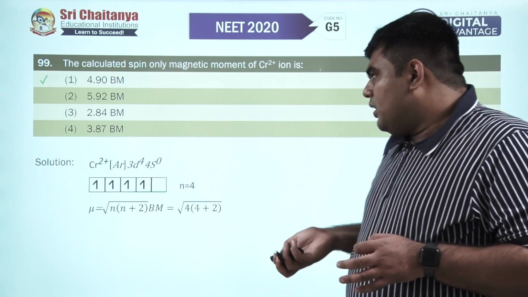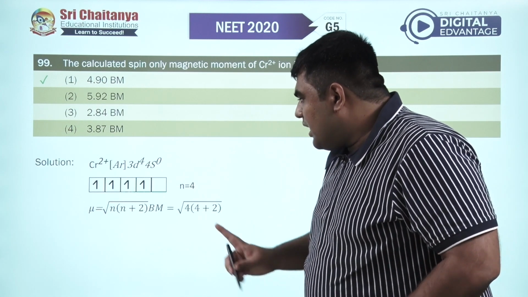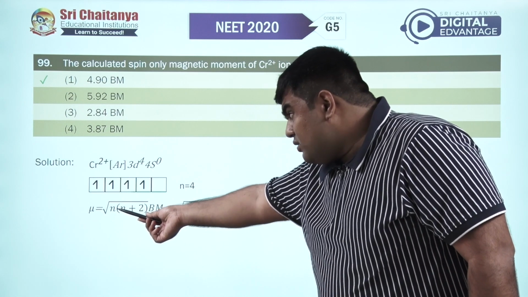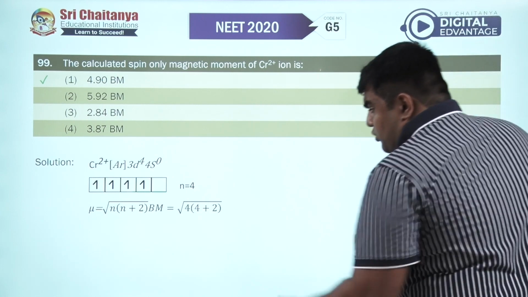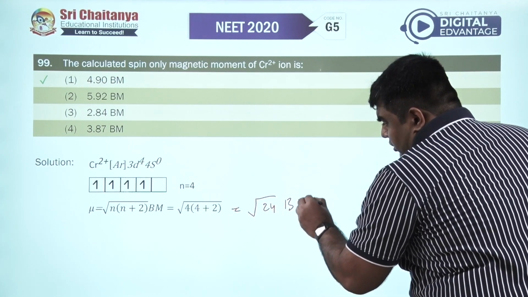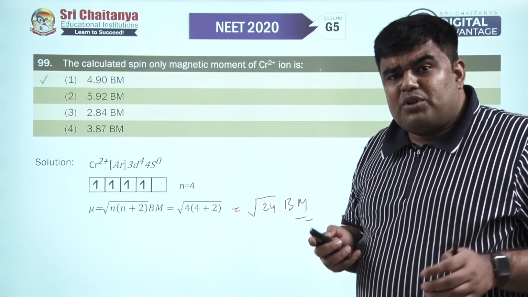Now for Cr2 plus, we have 3d4, 4s0, and the number of unpaired electrons is 4. The magnetic moment is root under n into n plus 2, that is root under 4 into 4 plus 2, which translates to root under 24 Bohr magneton. So for question number 99, it is the first option which is correct.